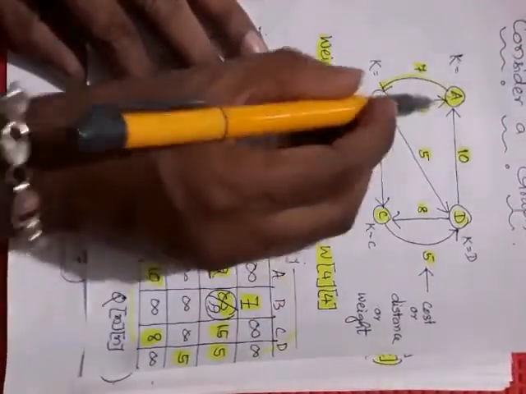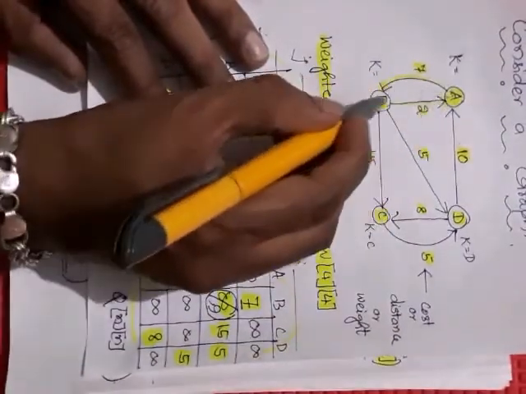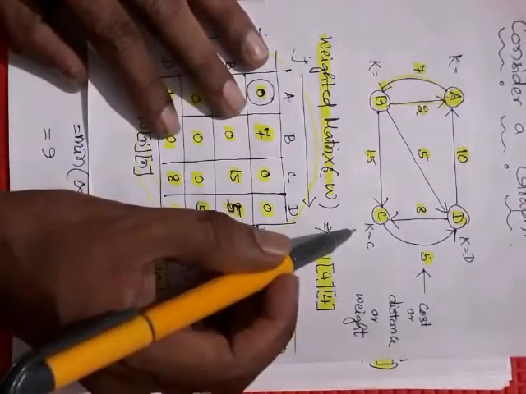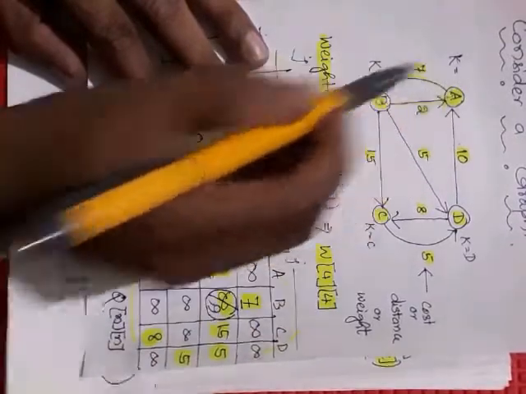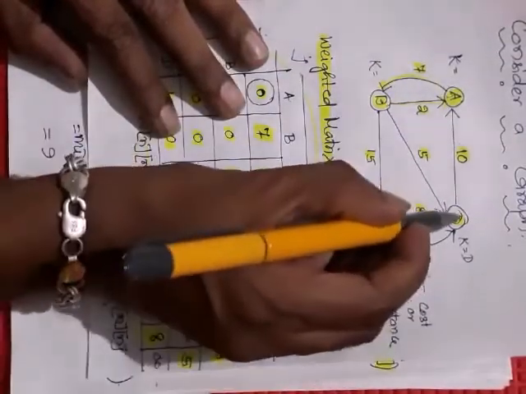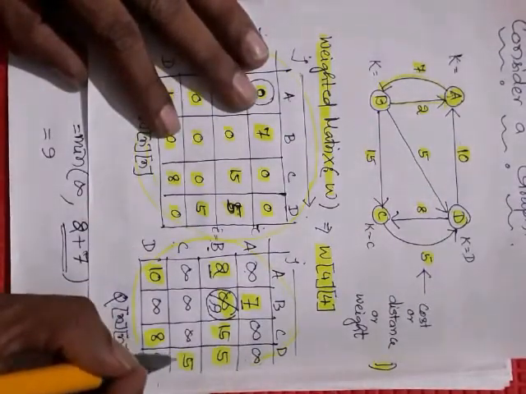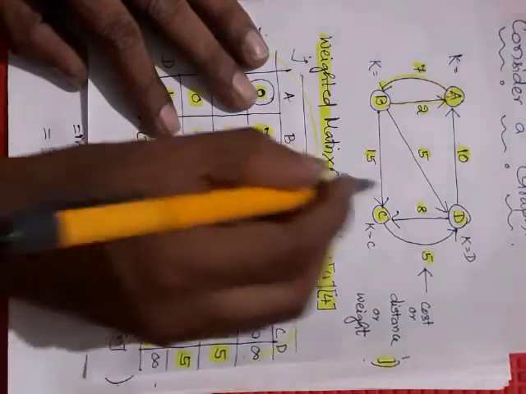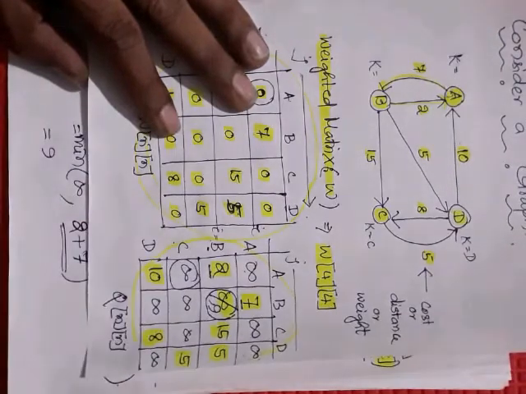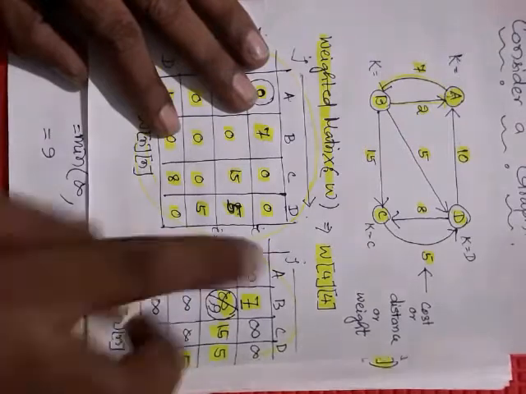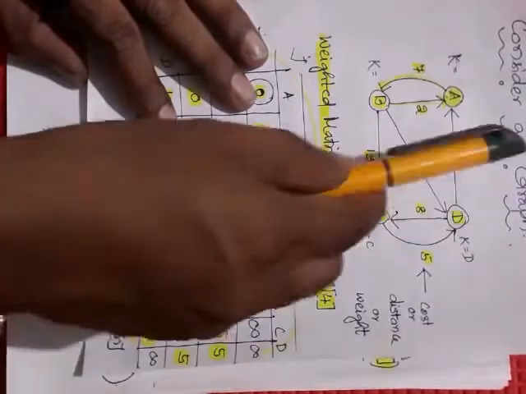Say b to c, using intermediate vertex a, is there any possibility? B to d, using intermediate vertex a, is there any possibility? C to d, using intermediate vertex a, is there any possibility? You can see there is a possibility: c to d, d to a. What is the value of c to d? It is infinite, and 5 is given. What is the c to a value? Here infinite is there, but that will be updated later when using the intermediate vertex d.